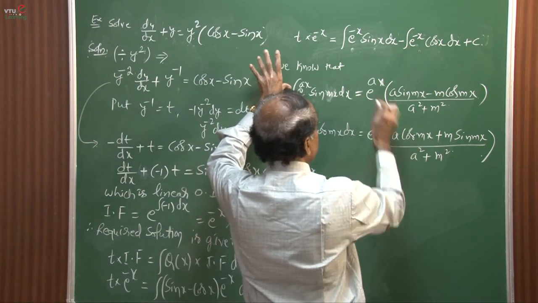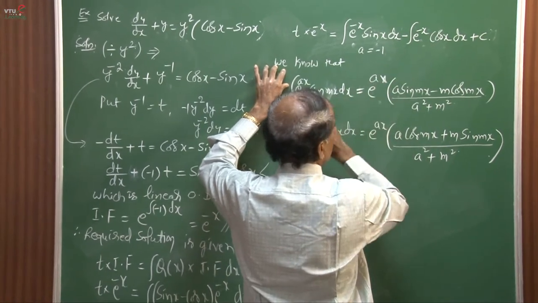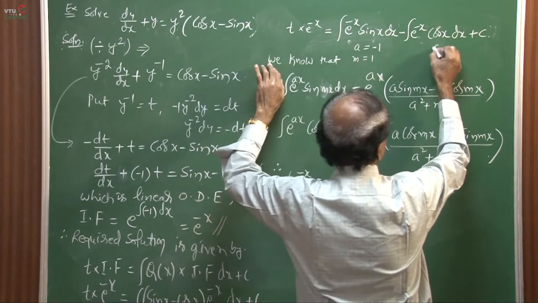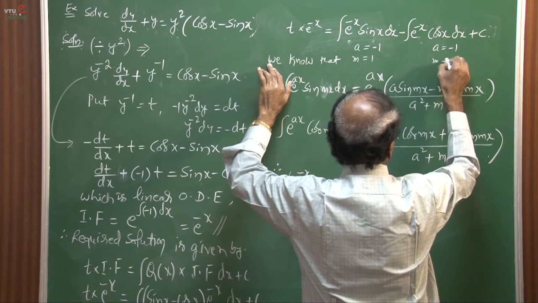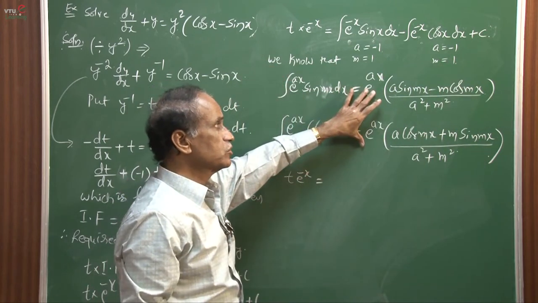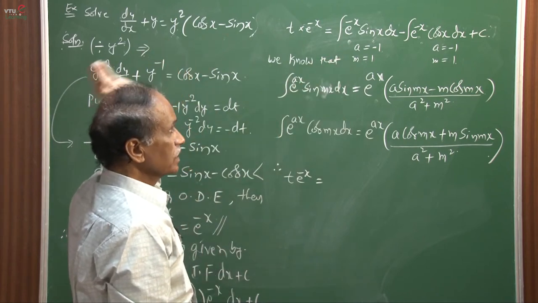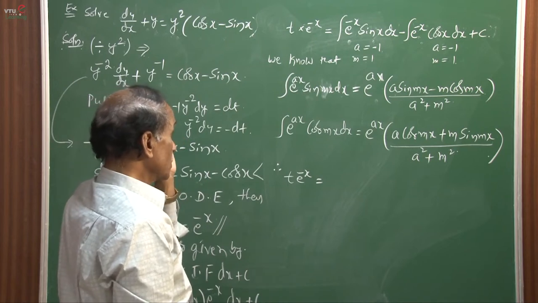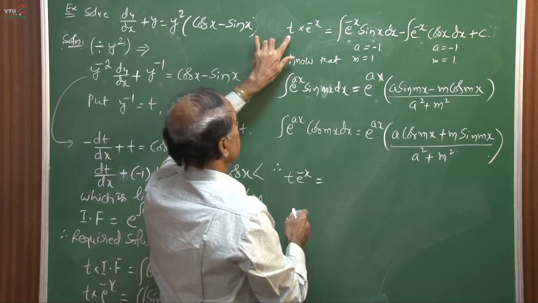What are the values of a and m? Here a is equal to minus 1, okay, and m is equal to plus 1. Here a is equal to minus 1 and m is equal to plus 1. In both the cases it is same. So according to these two formulas, substitute those constant values, that is a equal to minus 1 and m equal to 1, so that we get the final value of the integration you need to write.